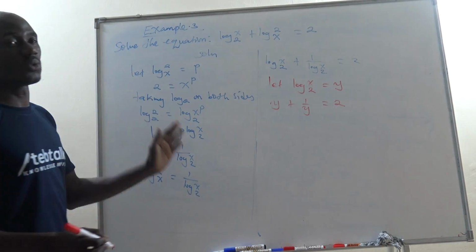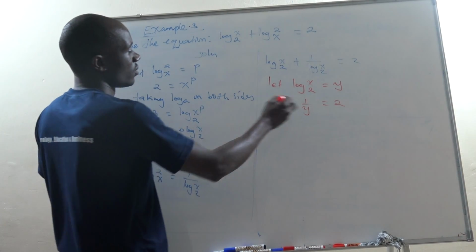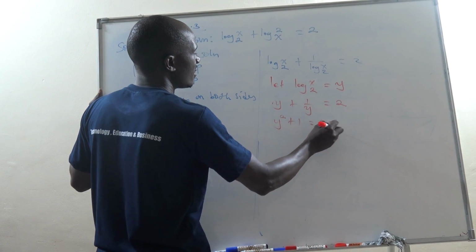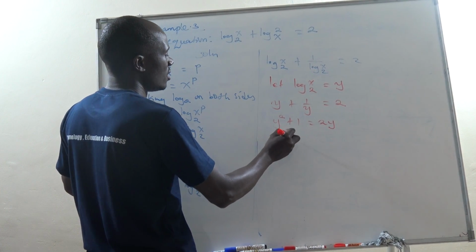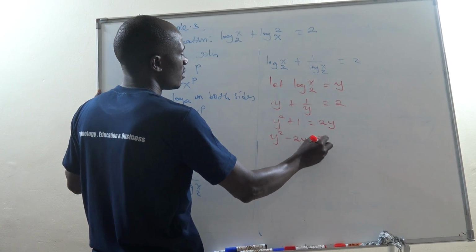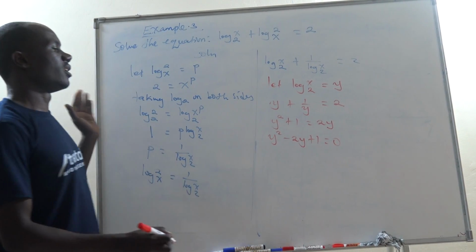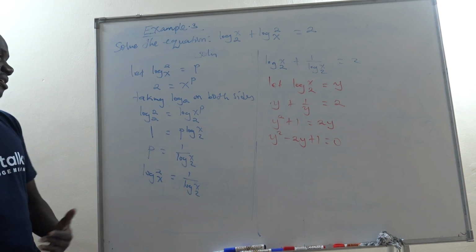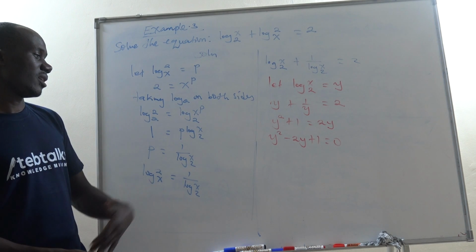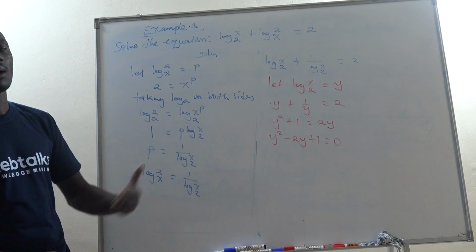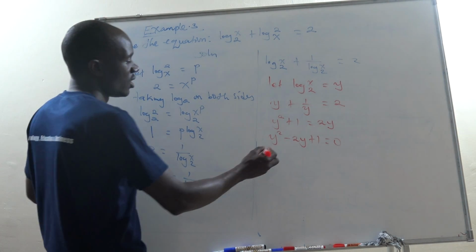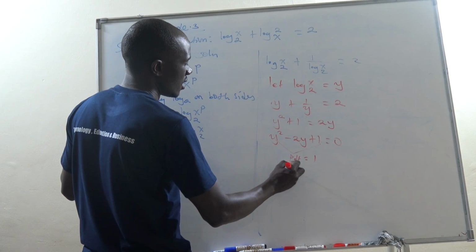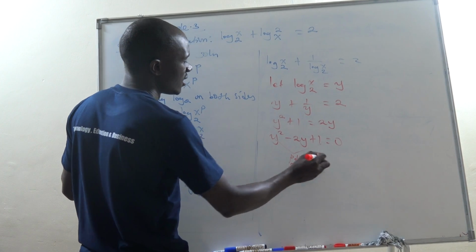So can we try to multiply out? We get y squared plus 1 equals 2y. So this is the same as y squared minus 2y plus 1 equals 0. Then you can factorize this because it's a quadratic equation and it's a perfect square. But if I do not know that this is a perfect square, you can use our idea of products and sums. So what is the product? The product is 1 and the sum is negative 2.